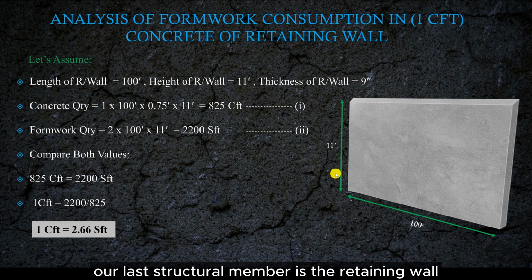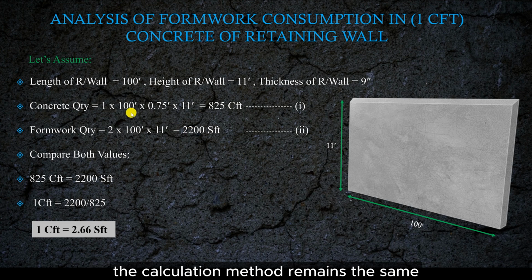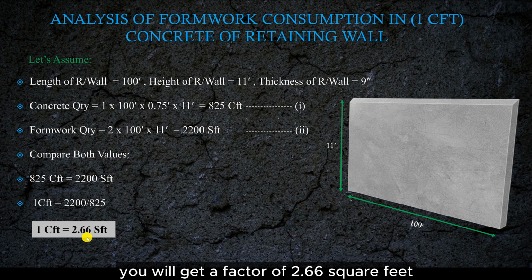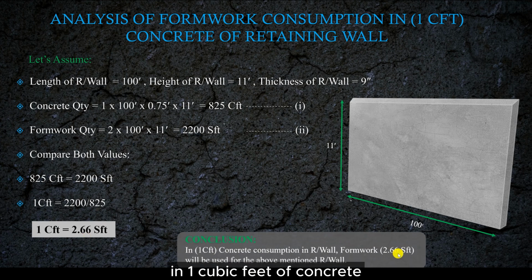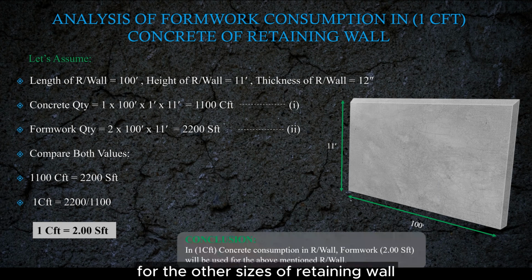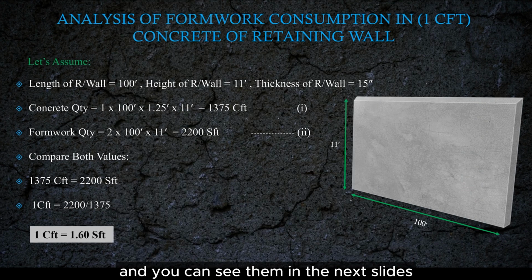Our last structural member is the retaining wall. The calculation method remains the same. For a 100 feet long wall with a height of 11 feet and a thickness of 9 inches, you will get a factor of 2.66 square feet in 1 cubic feet of concrete. You can find the factors for the other sizes of retaining wall and you can see them in the next slides.